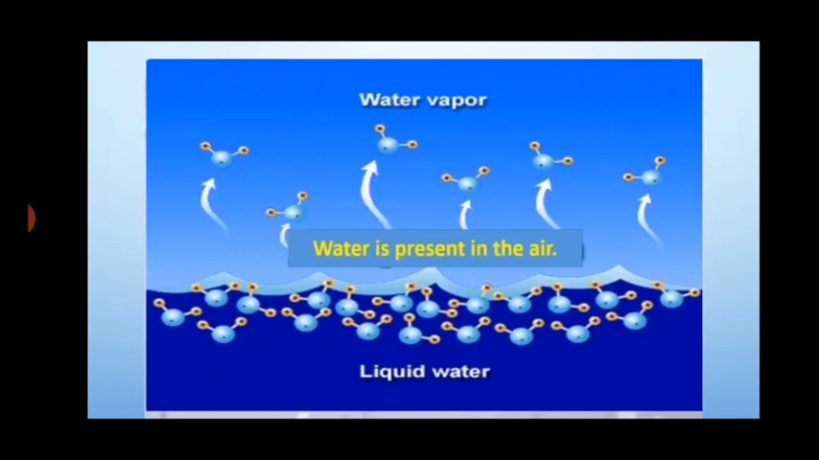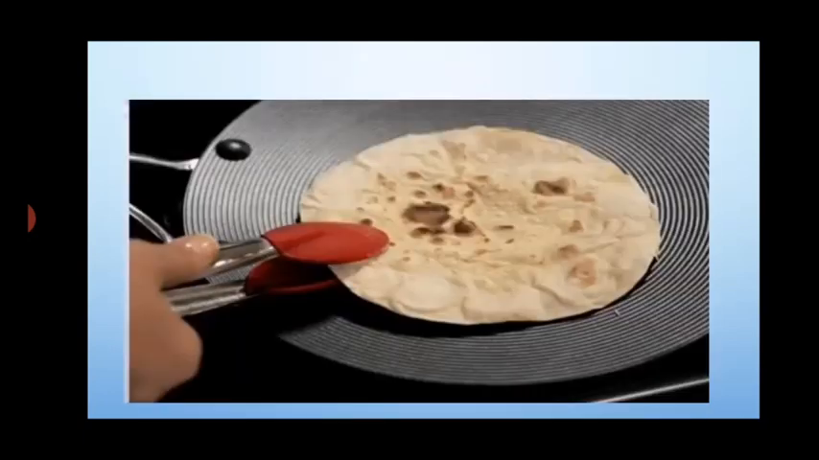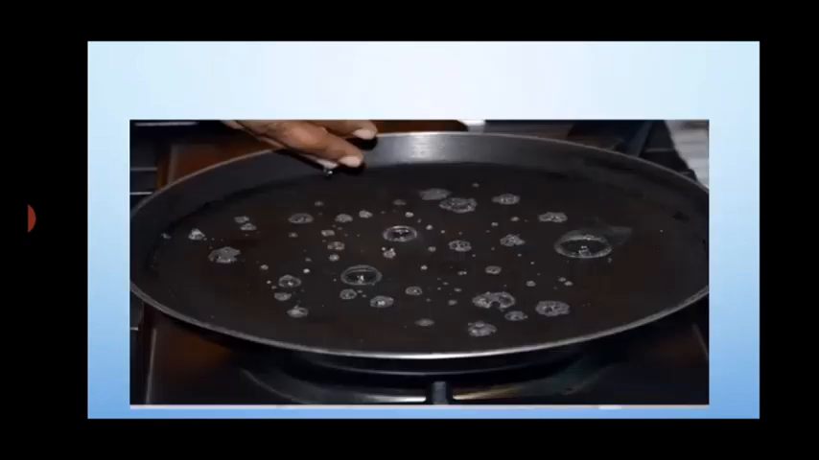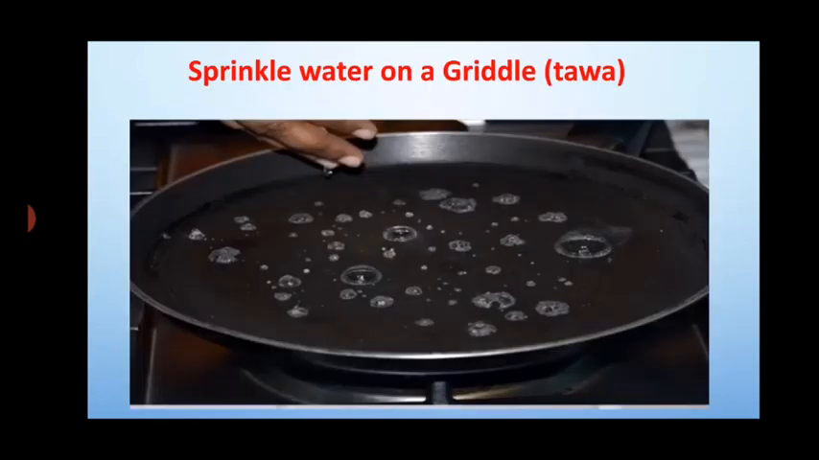Now let us look at one more experiment. Suppose you must have seen your mummy making chapatis on a tawa. A tawa is called a griddle in English. When she is roasting chapatis on the griddle, you know that the griddle becomes very hot, isn't it? So now try once, without getting scolded by your mother, to sprinkle some drops of water on the griddle. You will hear a very amusing sound also.